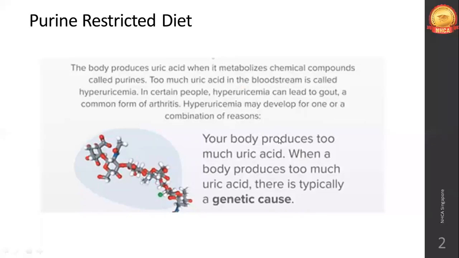So it can be developed because of the following reasons. Your body is either producing too much uric acid, or there is too much uric acid rich food in your diet, like certain fruits and all. And sometimes it's the genetic cause also. Even though you are having the normal amount of food like any other healthy adult, because of some genetic metabolic errors, your body is producing uric acid faster than others.